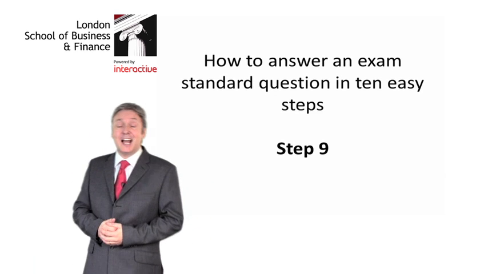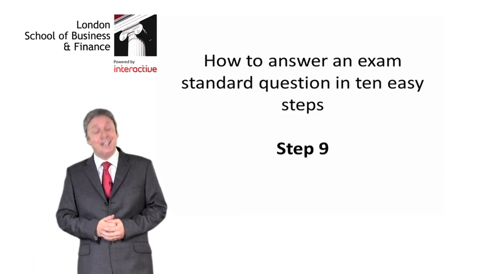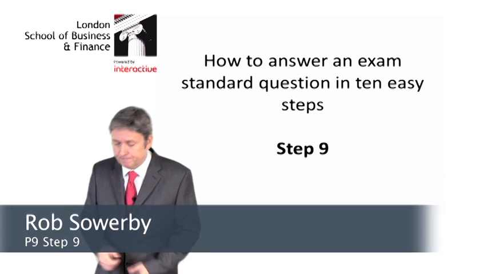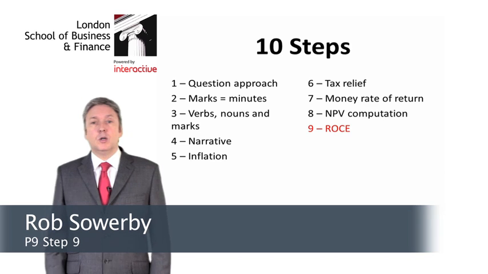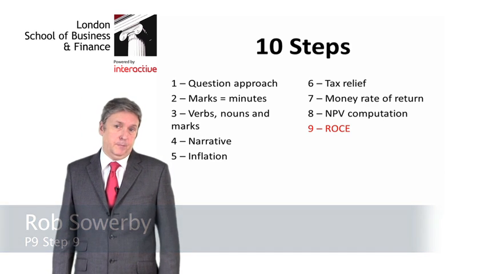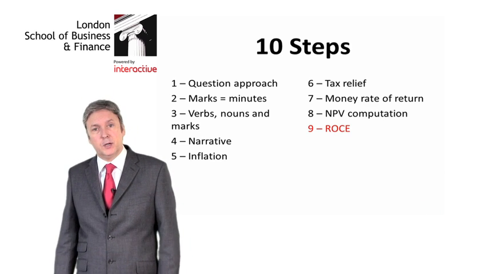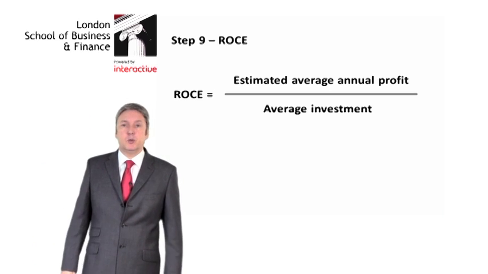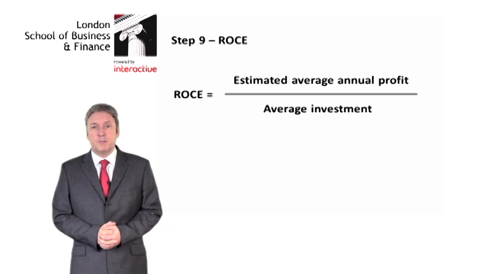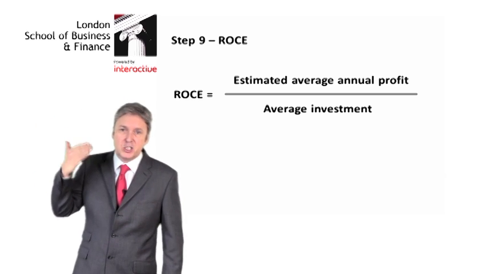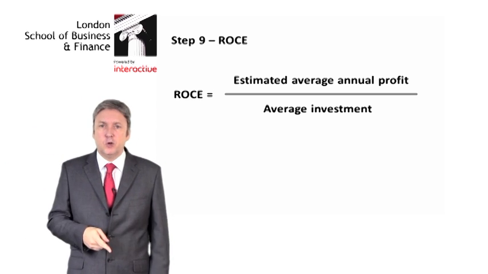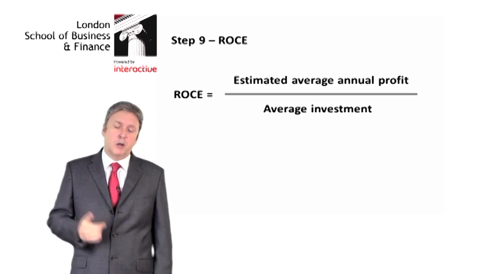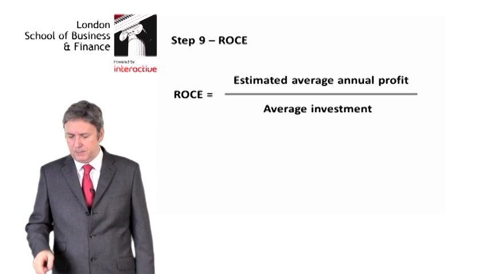How to answer an exam standard question in 10 easy steps. Step 9. What I want to look at now is part B, the return on capital employed calculation. Now, return on capital employed is typically calculated in this manner. We take the estimated average annual profit and we divide through by the average investment. I suppose I could have multiplied by 100 if I so wish.